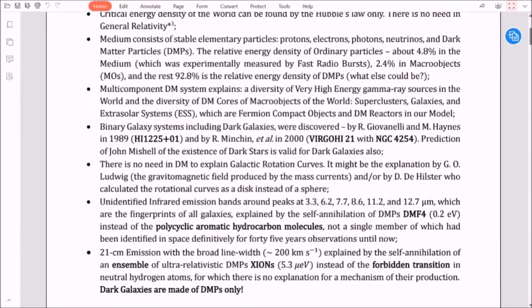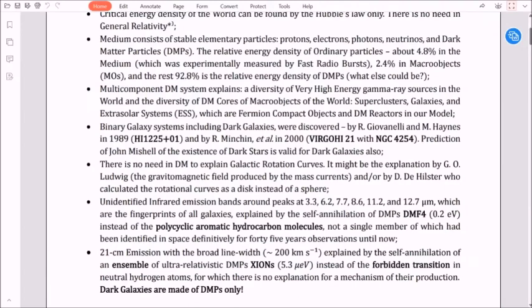What else could it be? The multi-component dark matter system explains the diversity of very high energy gamma ray sources in the world and the diversity of dark matter cores of macro objects of the world, superclusters, galaxies, and extrasolar systems, which are fermion compact objects and dark matter reactors in our model.